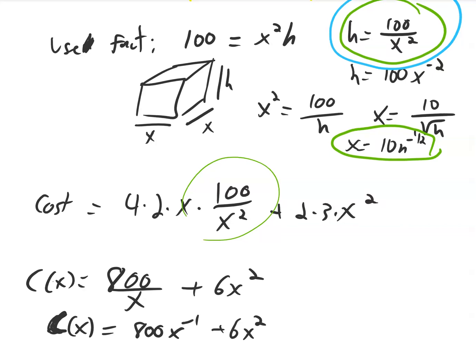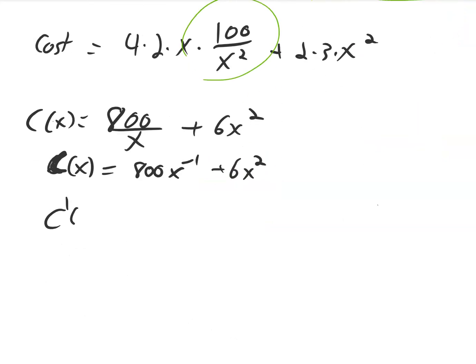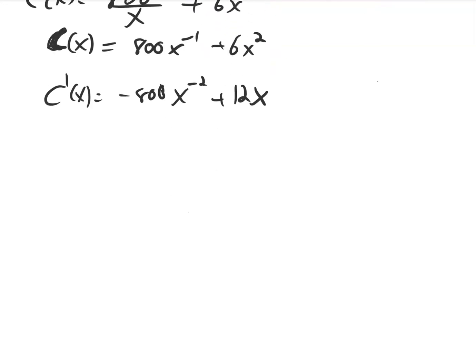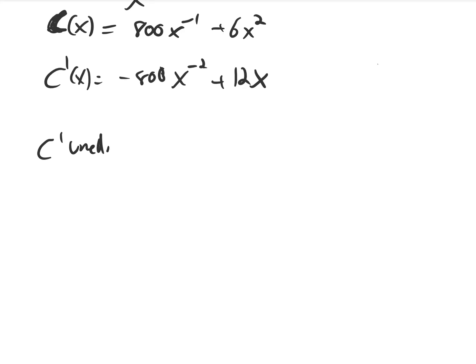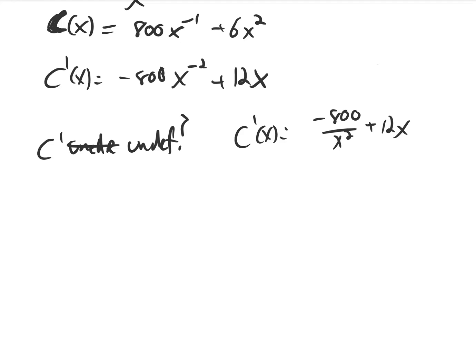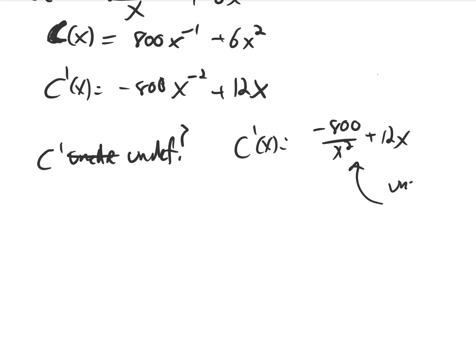Now that we have a reasonable expression for the quantity that we want to optimize, we can do calculus on it. So c prime of x would be negative 800 x to the negative 2 plus 12x. And now there are two questions we ask about c prime. We ask, is c prime undefined anywhere? Well, c prime of x equals negative 800 over x squared plus 12x. Since we have x's in the denominator, it's undefined at x equals 0.